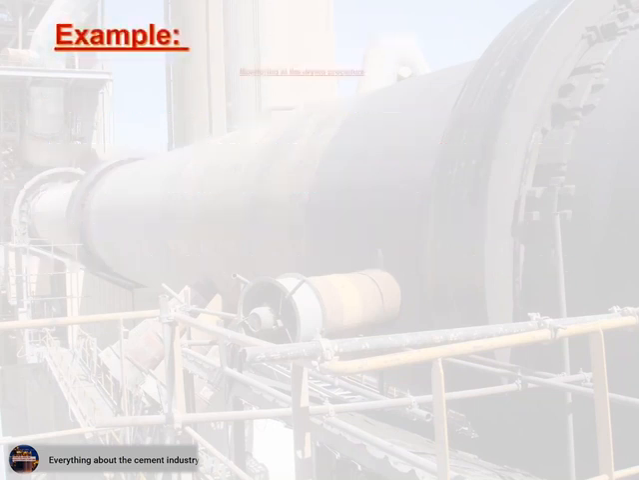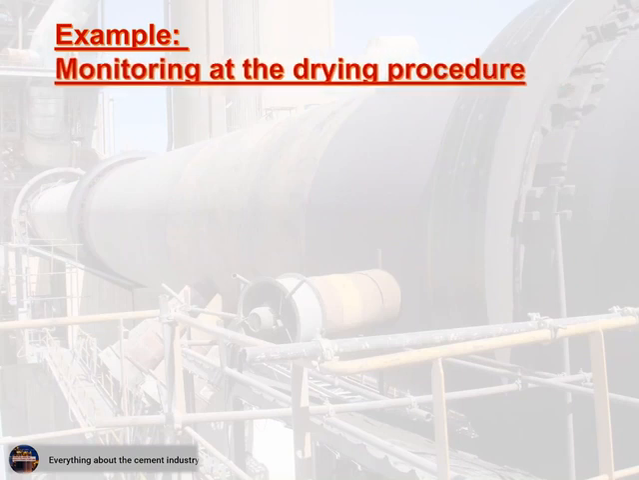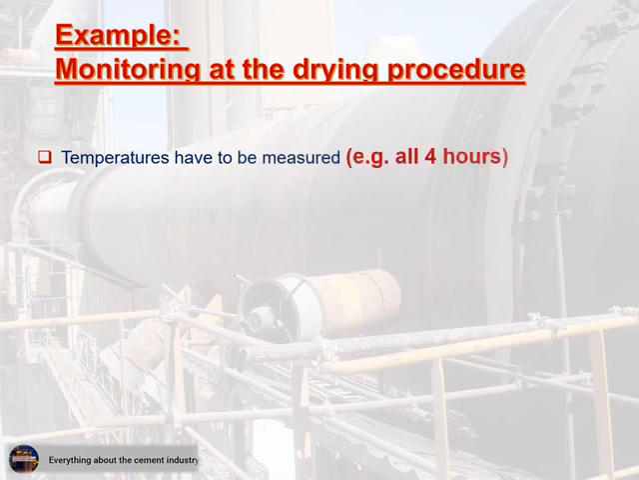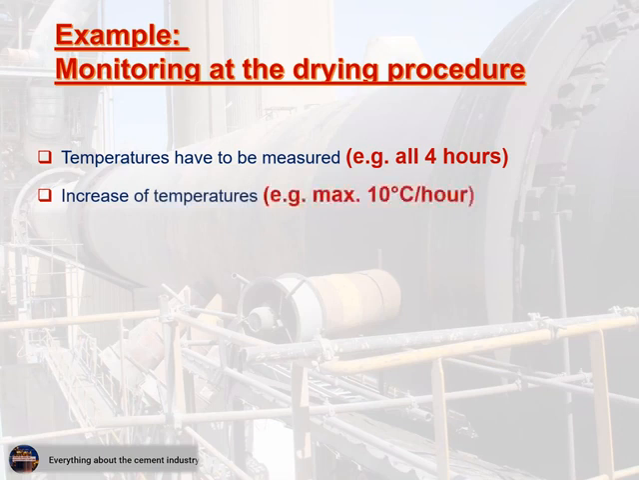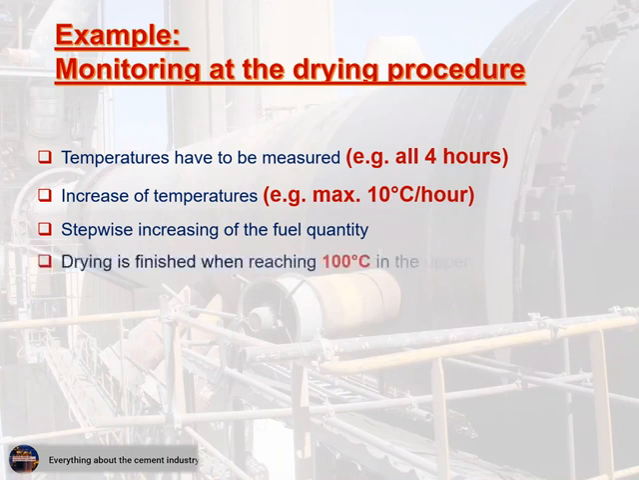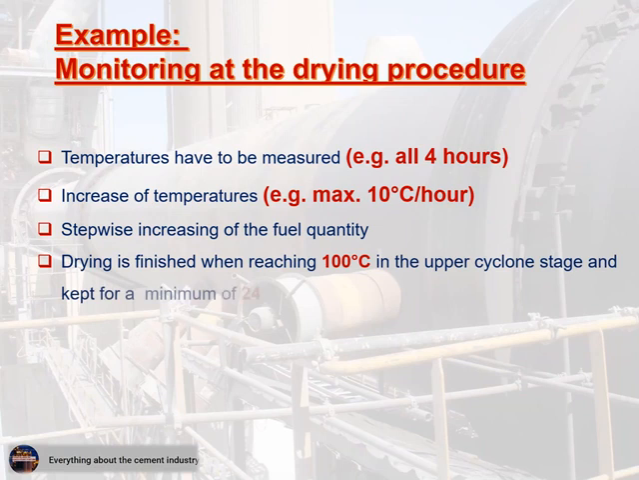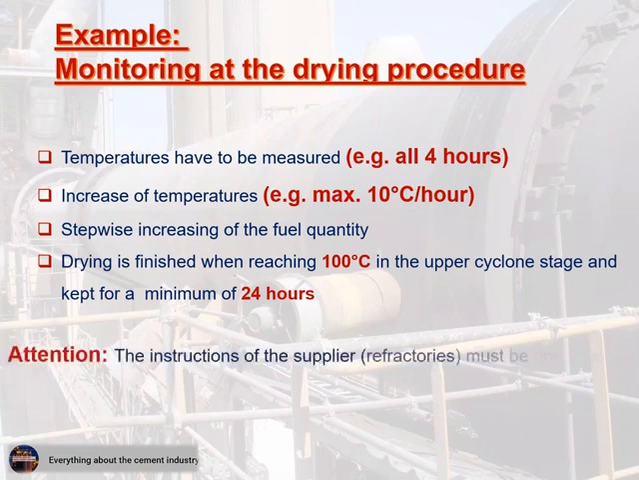Example: monitoring at the drying procedure. 1. Temperatures have to be measured every 4 hours. 2. Increase of temperatures, maximum 10 degrees C per hour. 3. Stepwise increasing of the fuel quantity. 4. Drying is finished when reaching 100 degrees C in the upper cyclone stage, and kept for a minimum of 24 hours. Attention! The instructions of the supplier of the refractories must be observed.